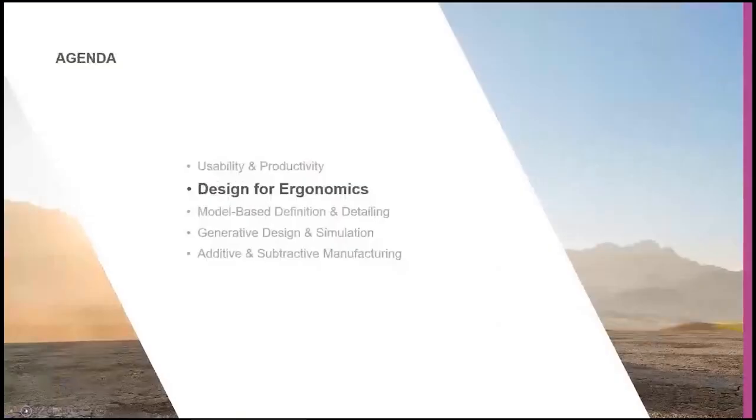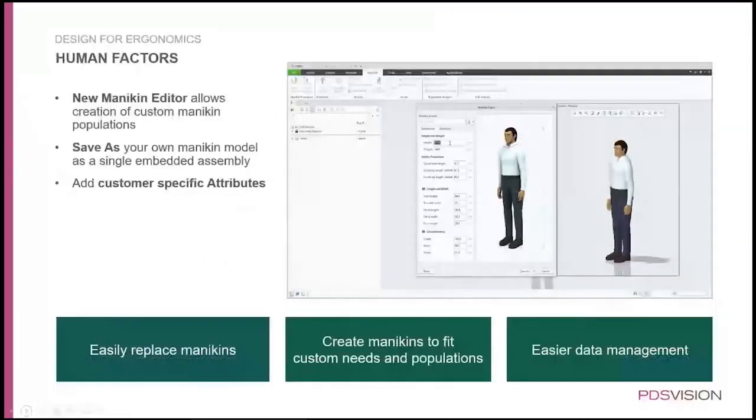Then we will jump to a new subject called design for ergonomics. The idea here is that we have had mannequins which come with a standard size and standard population. You know, you have average height, average weight. But should you have a specific need for trying out how big or small somebody can be in order to fit somewhere, you can nowadays customize these things.